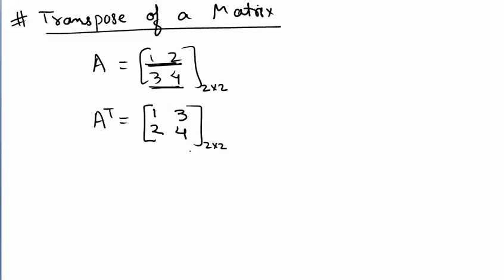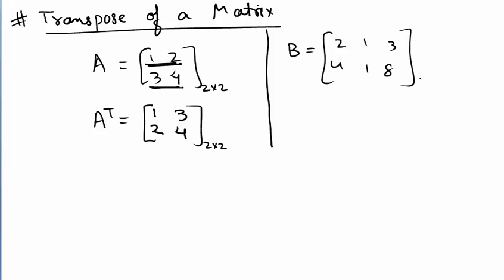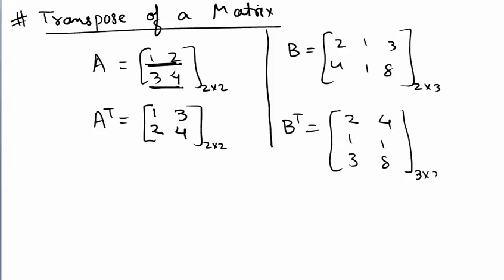No. But this was a square matrix. Is the transpose possible in a rectangular matrix? Let's say there is a matrix B, which is 2, 1, 3, 4, 1, 8. This is 2 cross 3, 2 rows and 3 columns. What will be B transpose? Rows will convert to columns: 2, 1, 3, 4, 1, 8. So now this becomes 3 cross 2. So for a rectangular matrix, yes, the order would change. But for a square matrix, it will be absolutely the same, right?